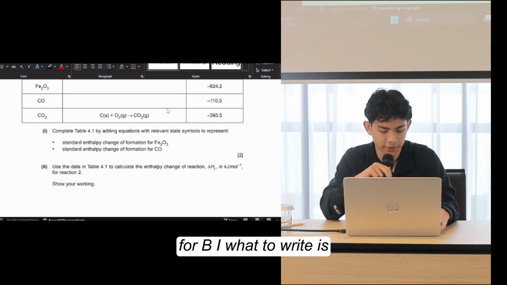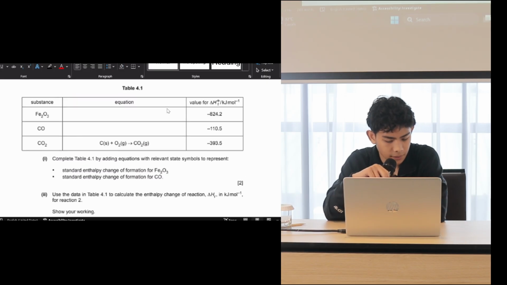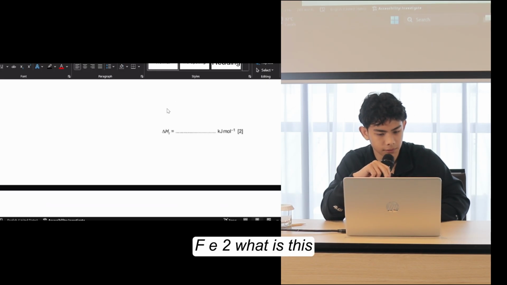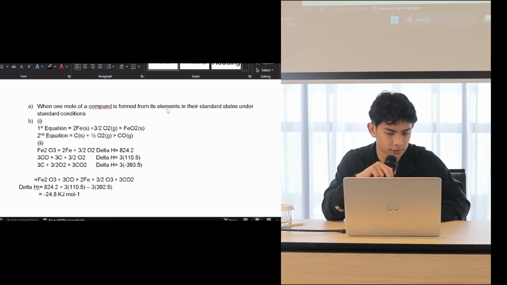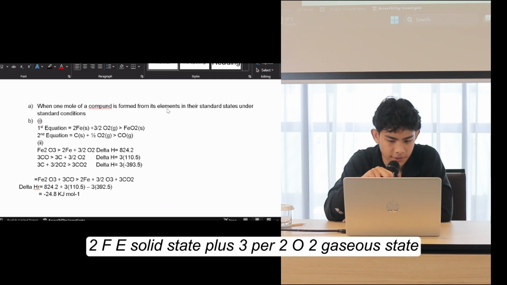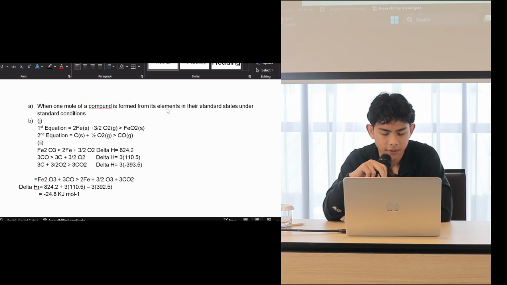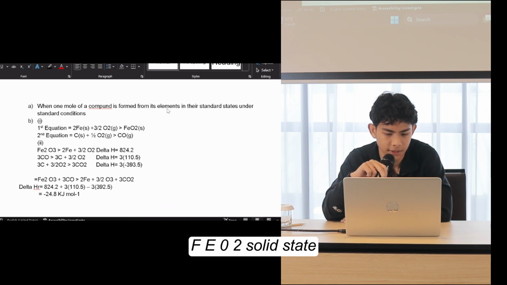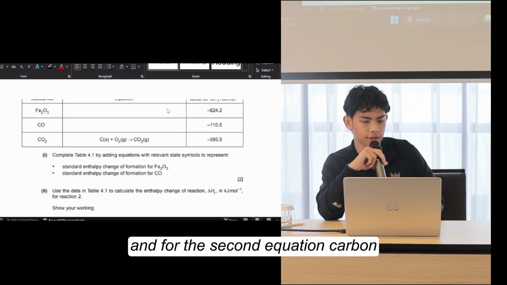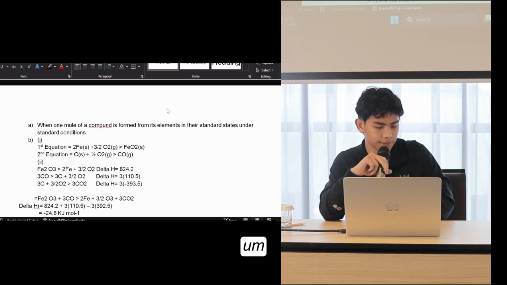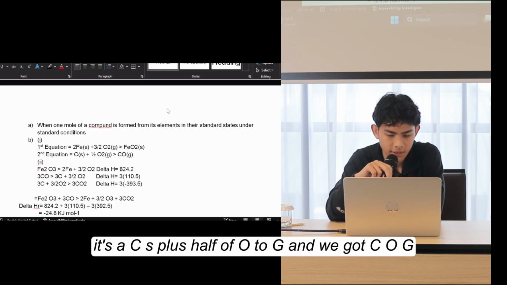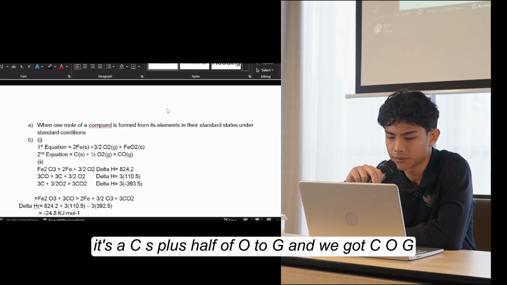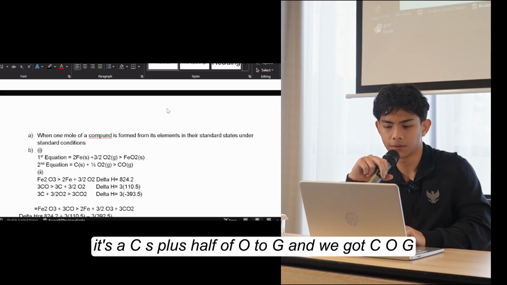For part bi, what to write is 2Fe in the solid state plus 3/2 O2 in the gaseous state, which gives Fe2O3 in the solid state. And for the second equation, carbon: it's C(s) plus half of O2(g), and we get CO(g).